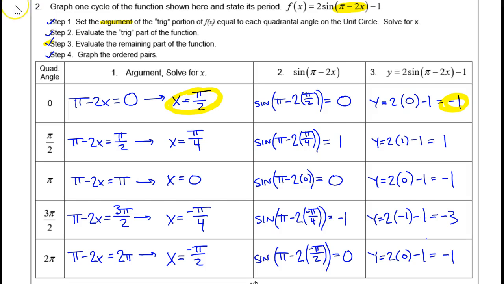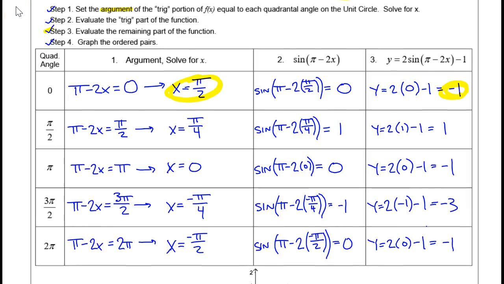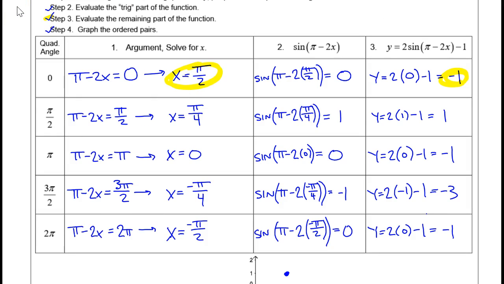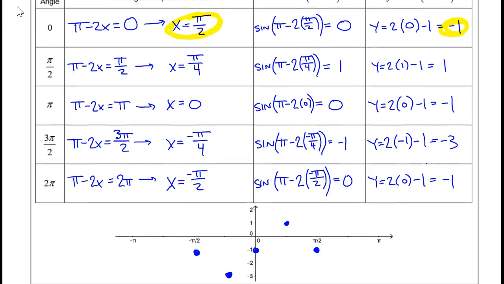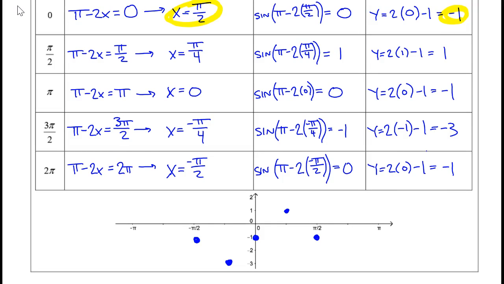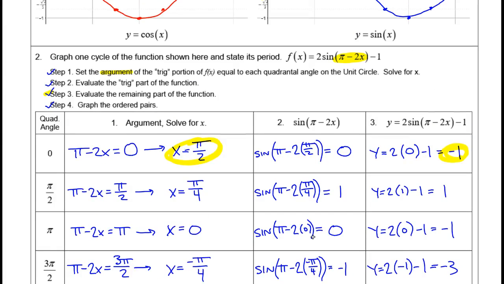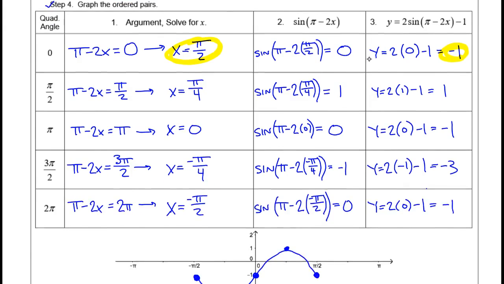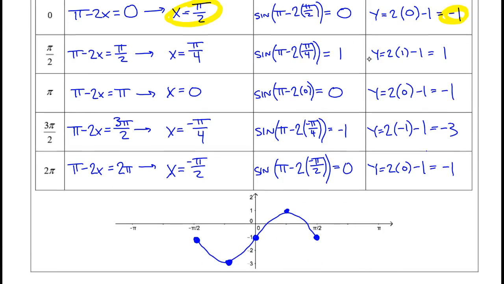Okay, folks, I have gone ahead and completed the table. Hopefully your table matches up with mine, and then I graphed each ordered pair and I get a plot that looks like this. At this point I would probably sketch a smooth curve through those points, and what I'm left with is one period of the graph of 2 times the sine of the quantity pi minus 2x, all minus 1. Okay, congratulations, you finished side 1 of the notes. We're now going to move on to side 2.